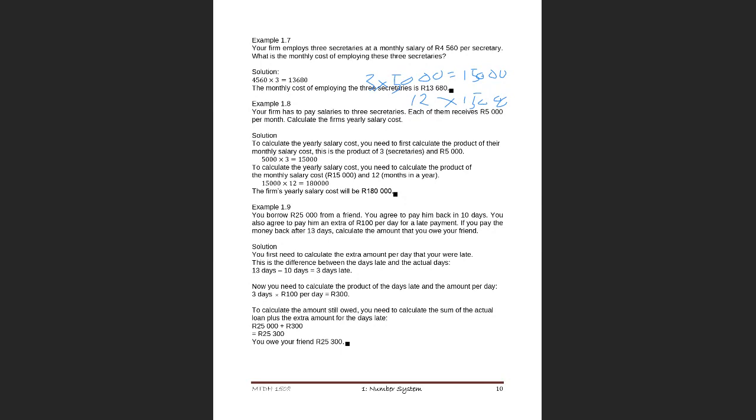So you said you pay him 100 rand for late payment, and you said you pay him back in 10 days. That means that you were late by 3 days. So the extra payment you pay the person is 3 times 100, which will be 300 rand. But already you are owing an original amount of 25,000. It will be 25,000 plus 300, which will be 25,300. Please, I hope that one too is clear.